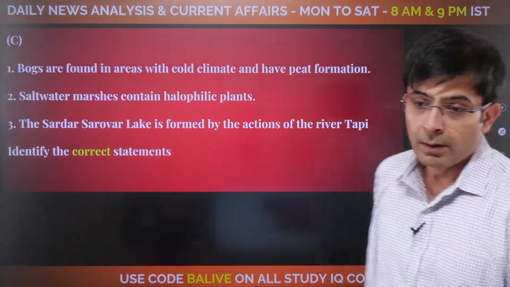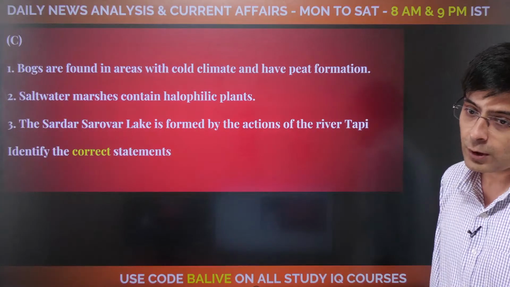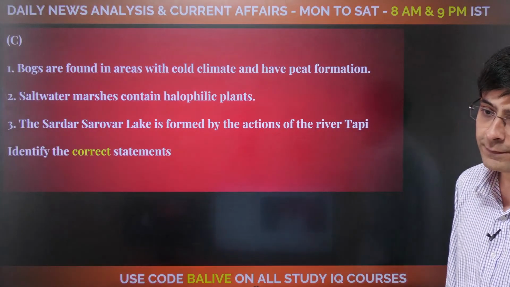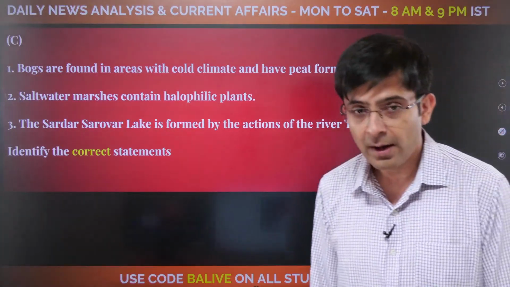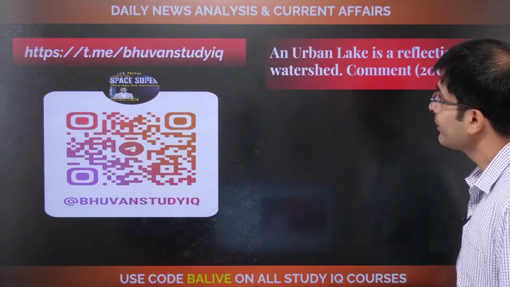C. Bogs are found in areas with cold climate and peat formation. Saltwater marshes contain halophilic plants. Sardar Sarovar Lake is formed by the action of the river Tapi. Identify the correct statements. Go ahead, let me know. This is your question C.